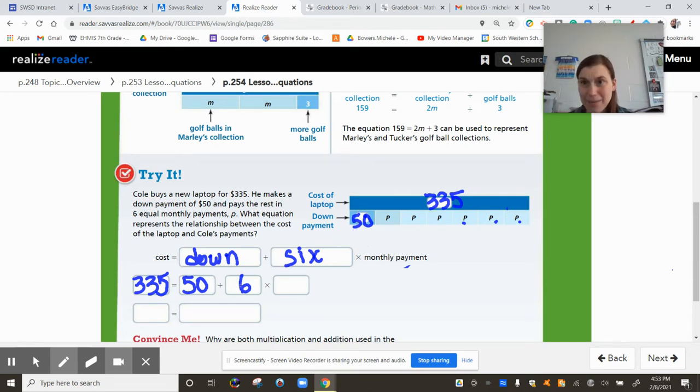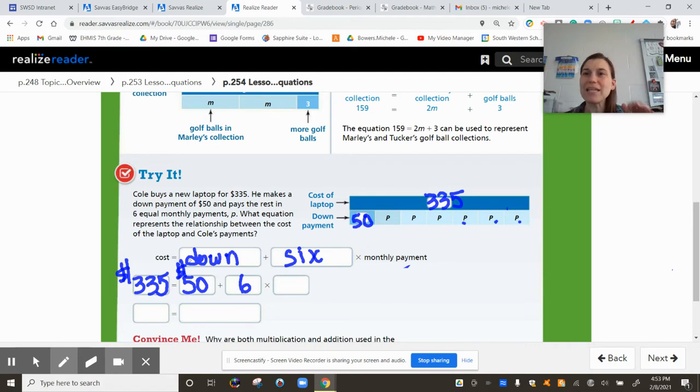You should also be aware that 6 isn't money. 6 is the number of payments, or the number of months. We're doing it each month. So this 335 is dollars. This 50 is dollars. I have to add dollars to get dollars. So money plus money equals money. I can't do money plus months. So how do these months become money?